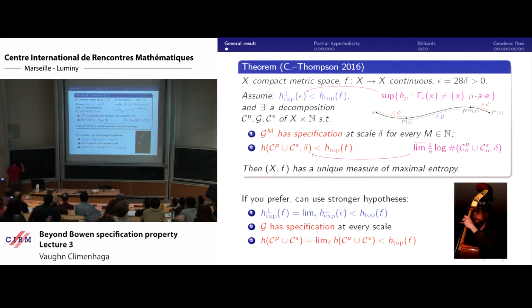It needs to have the property that GM has specification at scale delta. Specification is just this property that given an arbitrary collection of orbit segments from GM, you can glue them in a uniform time. GM means that the prefixes and suffixes are less than or equal to M in length. And the final condition is that these prefix and suffix collections should have smaller entropy than the whole system.